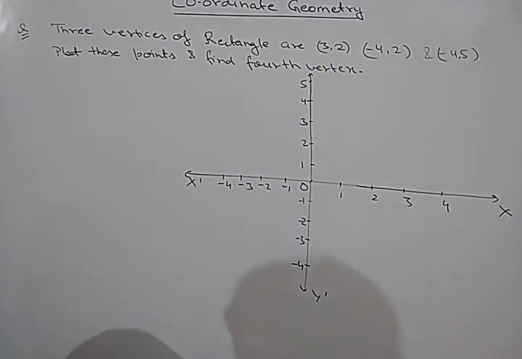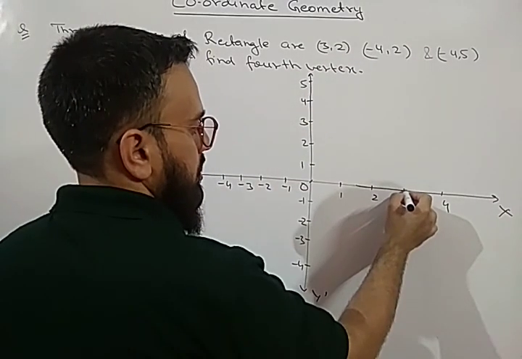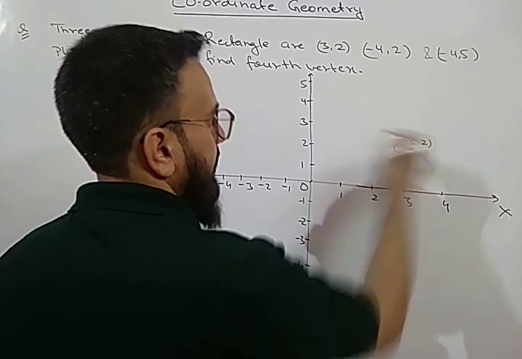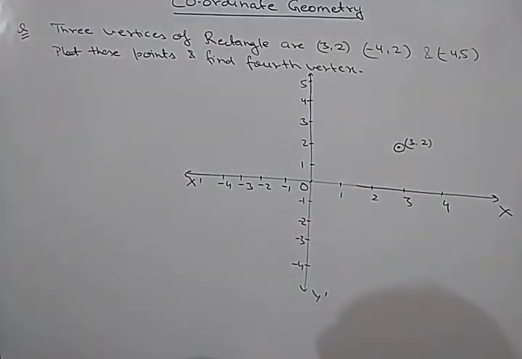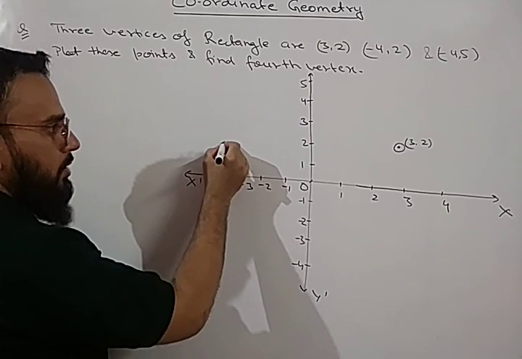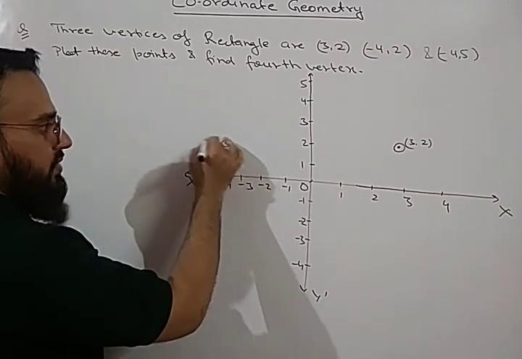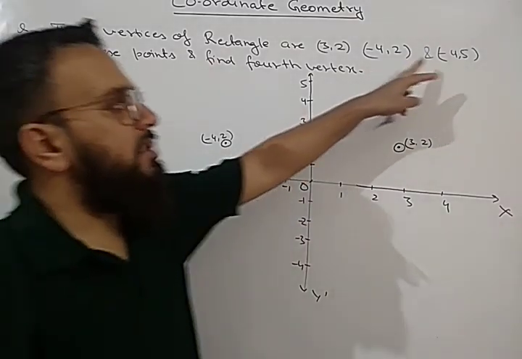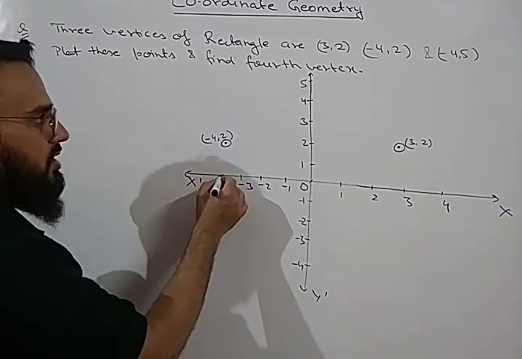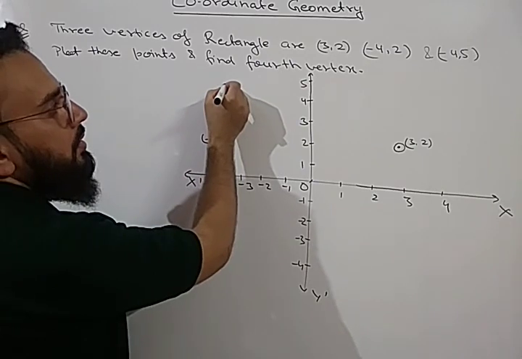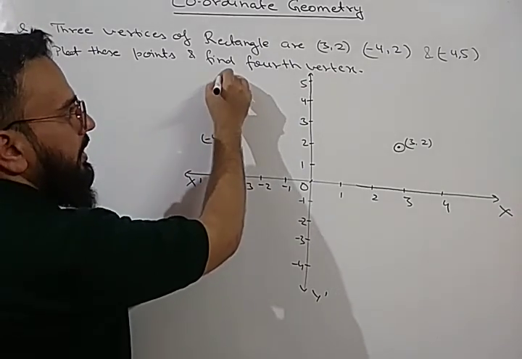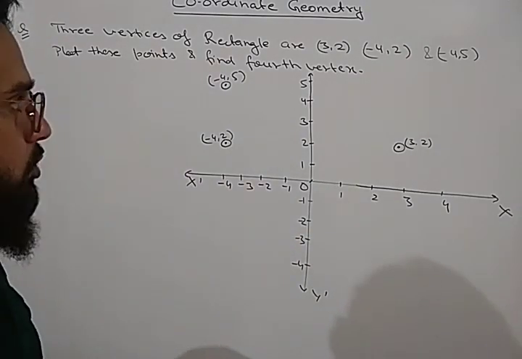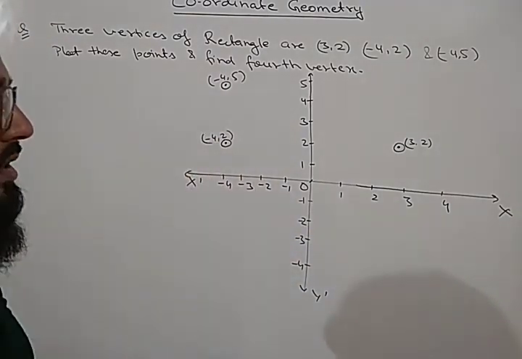Okay. So the first point is (3, 2). This is 3, then 2. This will be (3, 2), the first point. Then (−4, 2). It will be at this point. This will be (−4, 2). You will draw it on your graph paper. The next point is (−4, 5). This is (−4, 5). Okay, so we have plotted these 3 points.